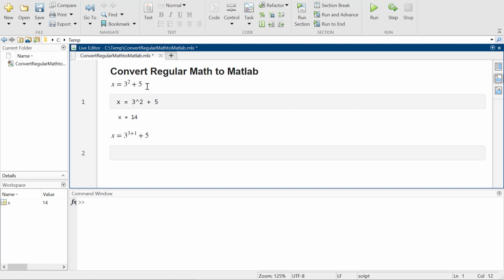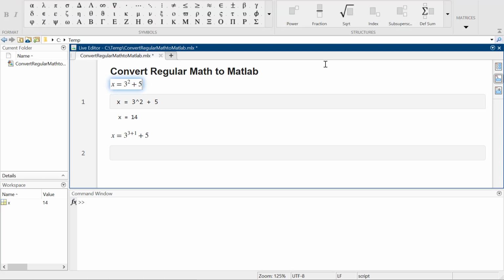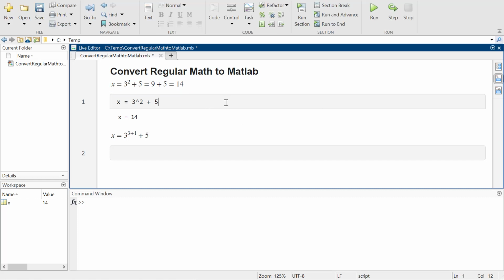Okay, and as always, you want to make sure that you know what the answer is supposed to be. 9 plus 5 equals 14. So is it supposed to be 14? Yes, it's supposed to be 14. I'm amazing and kind of brilliant.